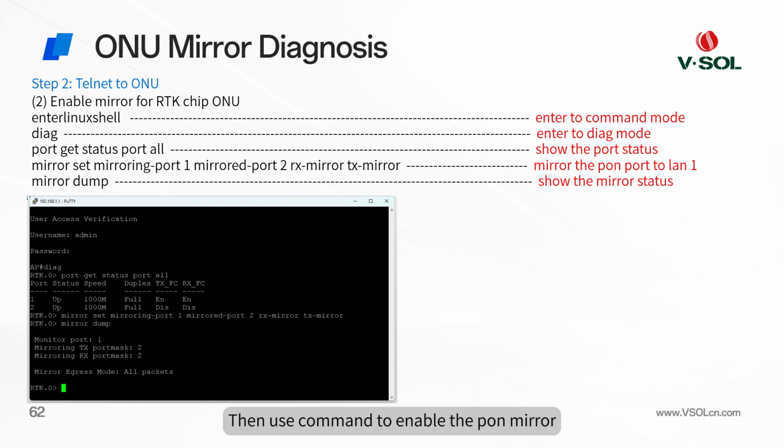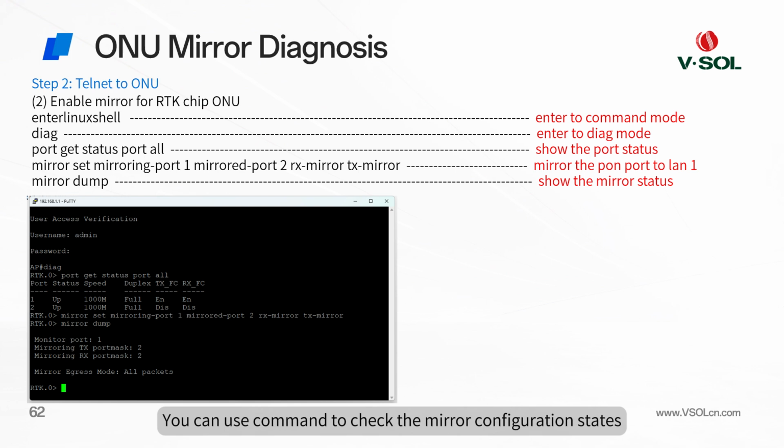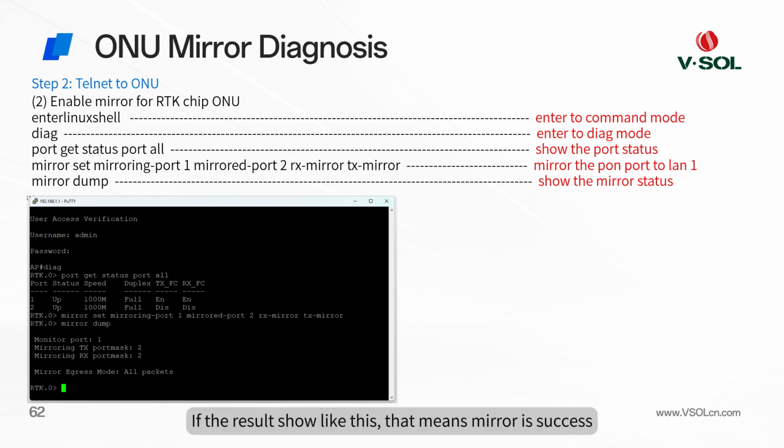Then use the command to enable the PON mirror. The first number is the LAN port number. The second number is the PON port number. The example command means mirror the PON port to LAN 1. After inputting the mirror command, you can use a command to check the mirror configuration status. If the results show like this, that means the mirror is successful.